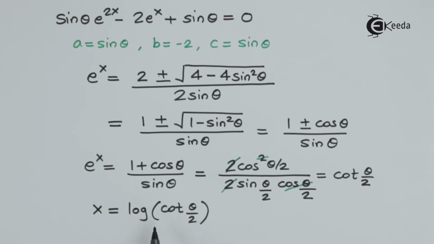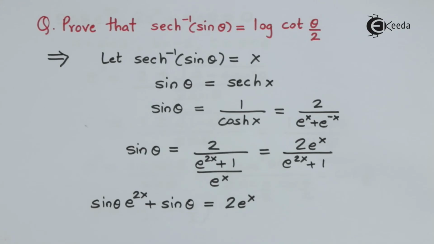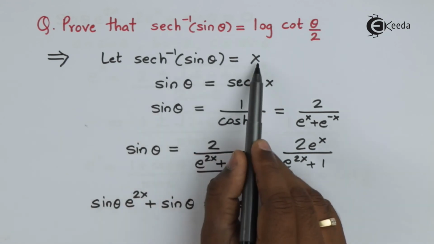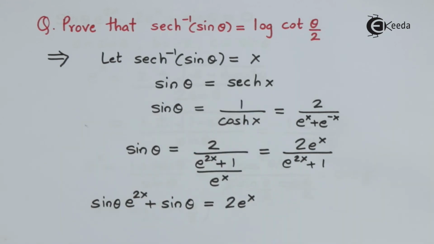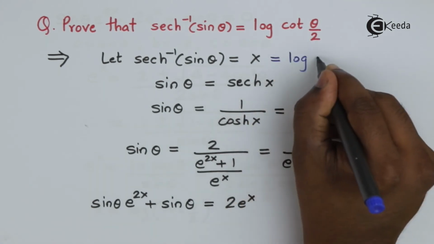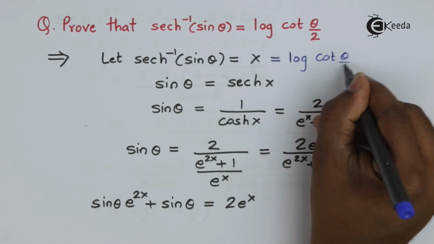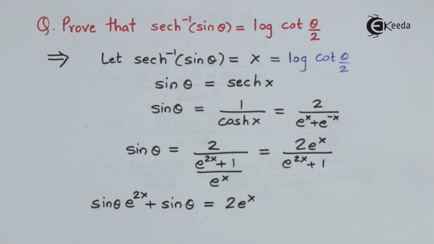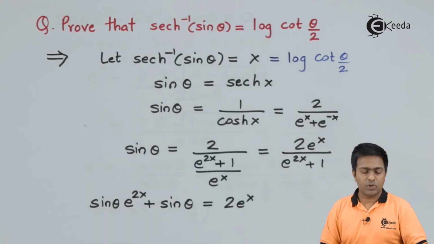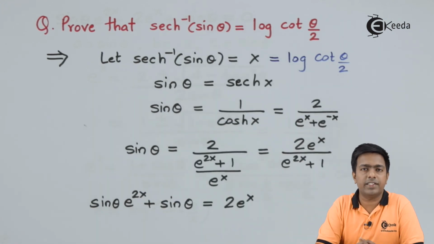So here we got the value of x as log of cot of theta by 2. Now I will put this value in the assumption. Here we have assumed that hyperbolic sec inverse of sin theta is x. So the value of x that we got, I'll put it over here. That value is log of cot of theta by 2. And now guys, you can see that here we got the desired result. So I'm sure you understood how I got the result.